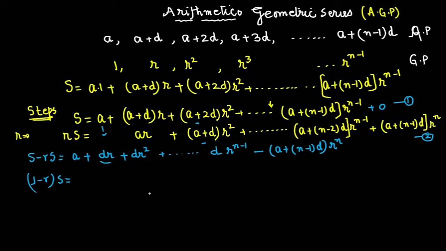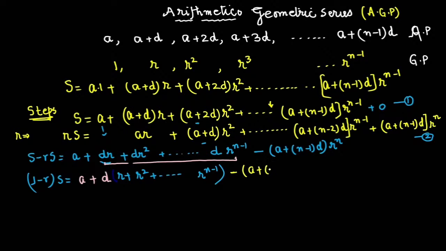Now see the right side. This whole term from here till here forms a GP after you take common d. See here, a plus d, and here it becomes r plus r square plus dotted, r to the power n minus 1, minus this a plus (n minus 1)d, r to the power n. 1 minus r into S, this becomes a GP.